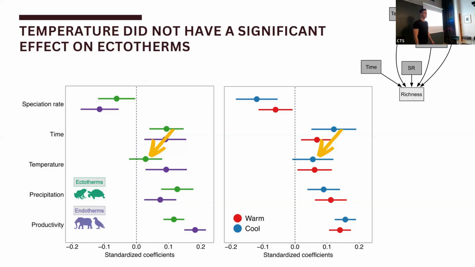I'd like to ask about the effect of time. So, is it hypothetically possible that areas with high temperature, low precipitation, and low productivity now could also have had high temperature and so on, thousands of years ago?